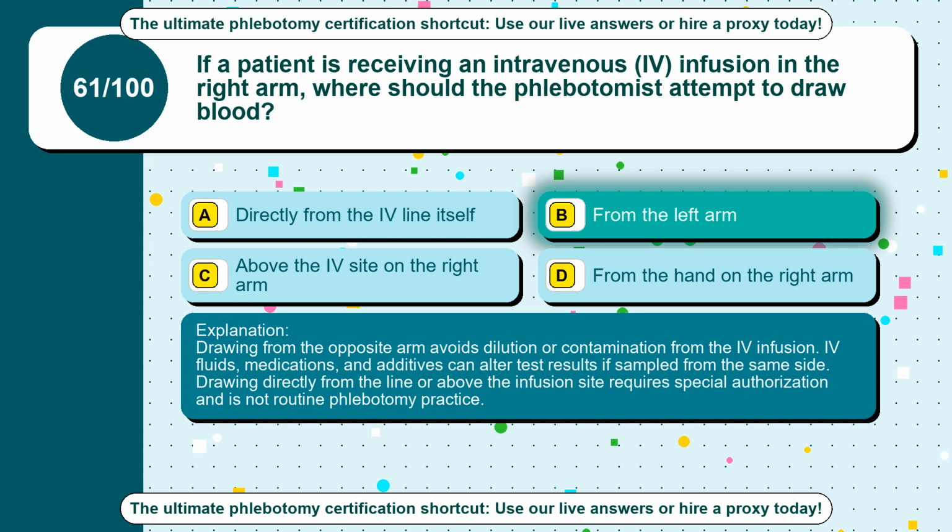Drawing from the opposite arm avoids dilution or contamination from the IV infusion. Fluids, medications, and additives can alter test results if sampled from the same side. Drawing directly from the line or above the infusion site requires special authorization and is not routine phlebotomy practice.